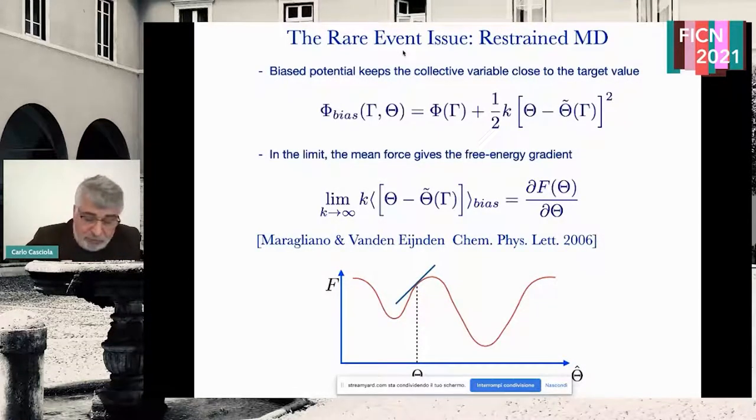Now, going through the different abstracts of the workshop, I found mentioned several times this technique which is known as restrained molecular dynamics, which basically means that we want to do a simulation which tends to restrain the system around certain target values for the relevant collective variable. This is done by biasing the system with a potential which restrains the system around the target. And it can be shown theoretically that in the appropriate limit from the mean force, you can extract the gradient of the free energy profile, which can then be recovered by integration.